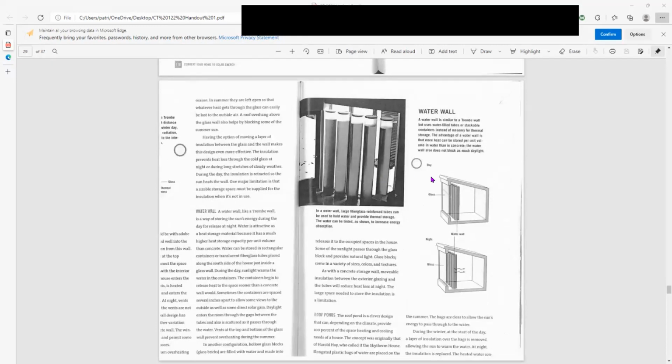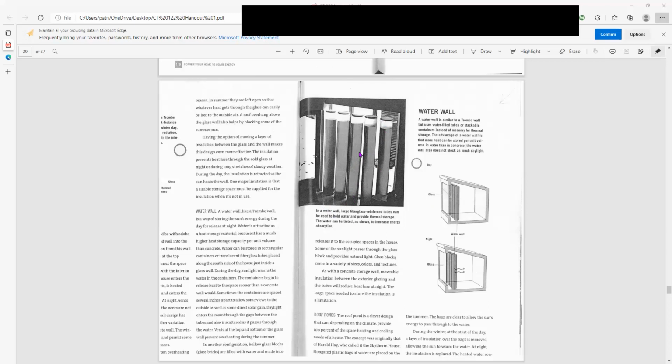They have water walls. We used to call the water and the concrete Trombe walls, but this book calls just the water wall a Trombe wall. Oh no, they call the cement a Trombe wall, and they call these water walls. Yeah, water walls. They're big containers of water. Now, water absorbs heat faster than concrete, but it also gives it off faster.